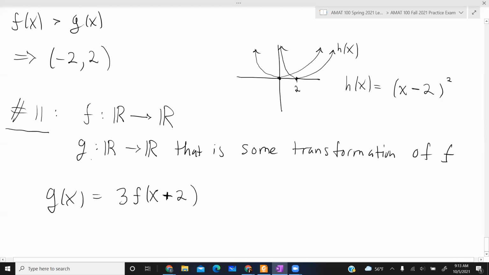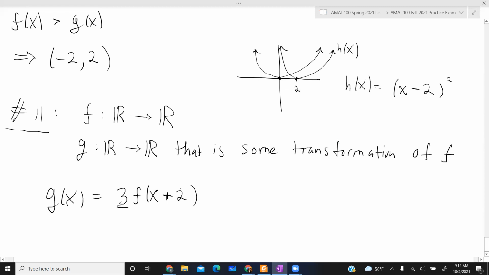Multiplying by 3 will basically, if my function's positive everywhere, triple all the y values. It's going to make them bigger, so it's going to stretch it vertically. So that's why I multiply on the outside by 3.